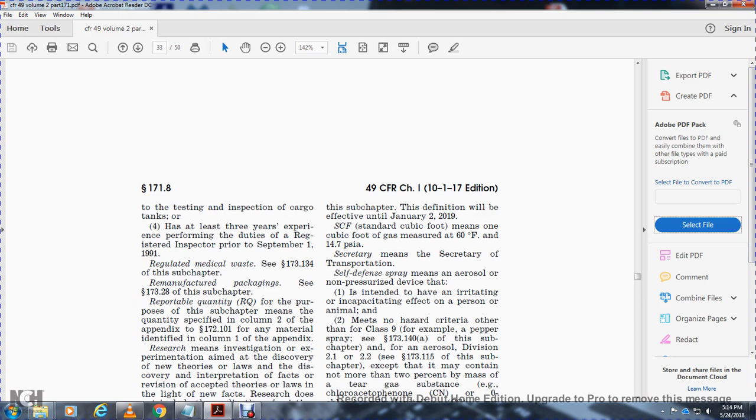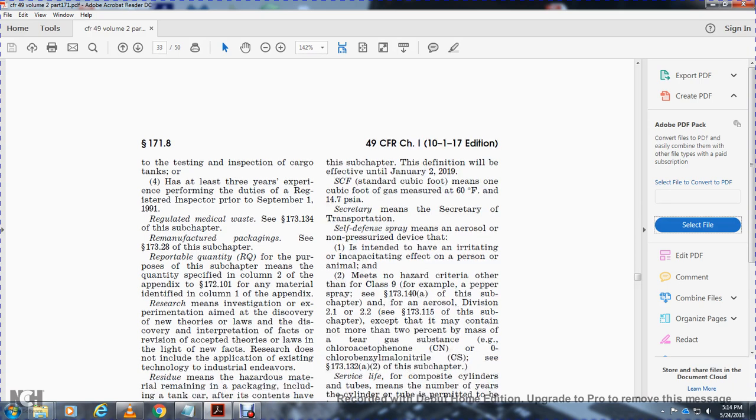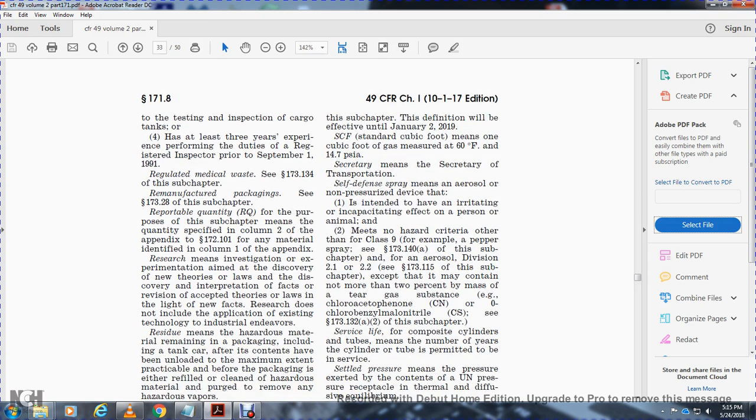It meets no hazard criteria other than Class 9, for example pepper spray, under 173.140(a) with the subdivision for aerosols, Division 2.2, 173.115, except that it is maintained with not more than 2% of the mass of the tear gas substance, chloroacetophenone and chlorobenzylidene malononitrile, and 173.132(a).